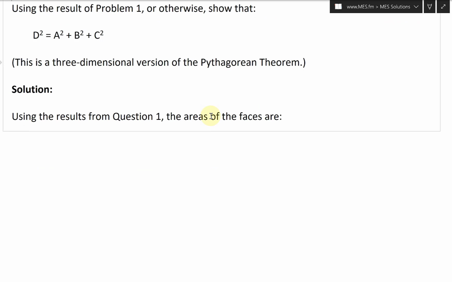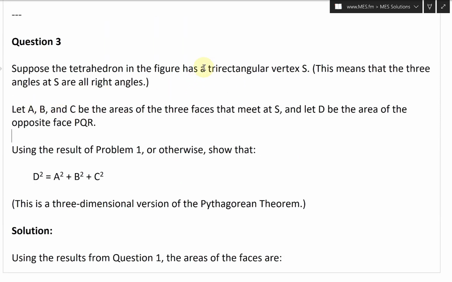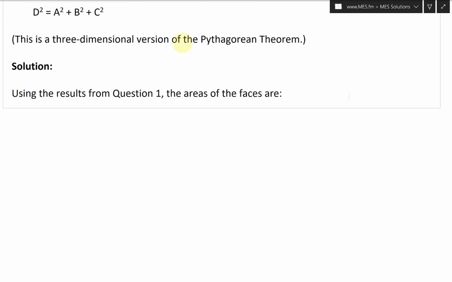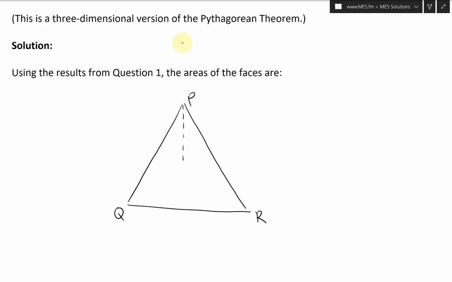And let's just take a look at the solution quickly. So using the results from question 1, the areas of the faces are as follows. Basically, we just draw a tri-rectangular tetrahedron. So let's just write this down. Basically what it's saying is, we're going to draw the original tetrahedron. There's P, there's Q, there's R. And this goes like this all the way to S. And this goes like that.